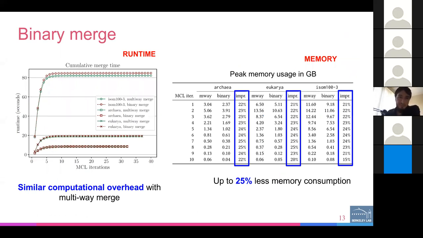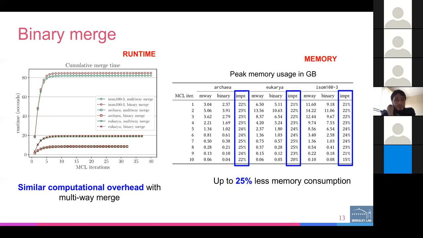The performance of this binary merge is evaluated in runtime and memory. The multi-way merge here is the original algorithm that's used in HipMCL, and the binary merge is the one that I just described. They both exhibit very similar runtime performances. The binary merge is only up to 5% slower than the multi-way merge. These are also in line with the runtime complexities of these two schemes.